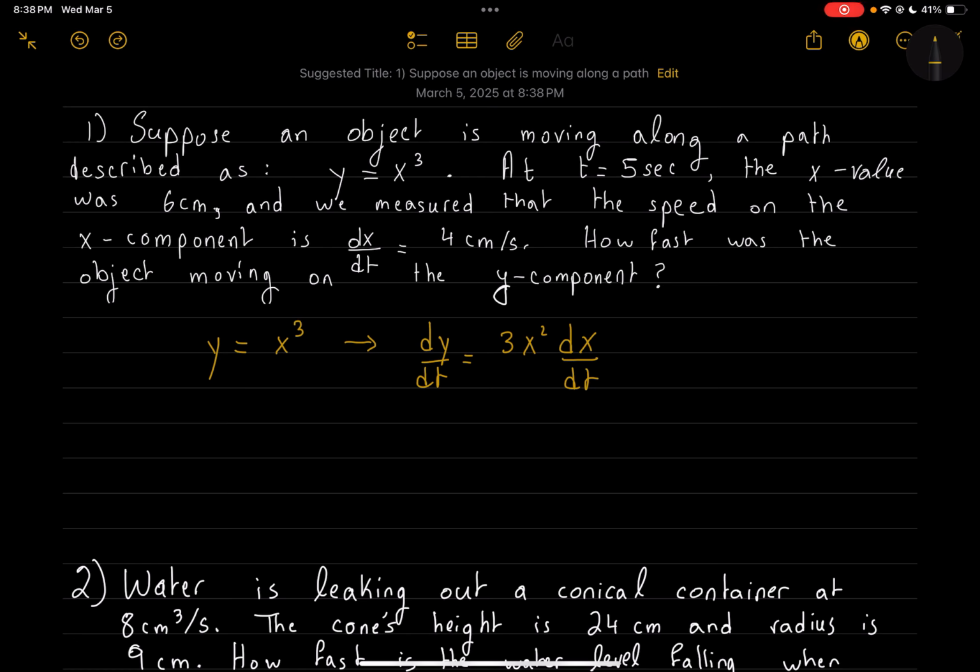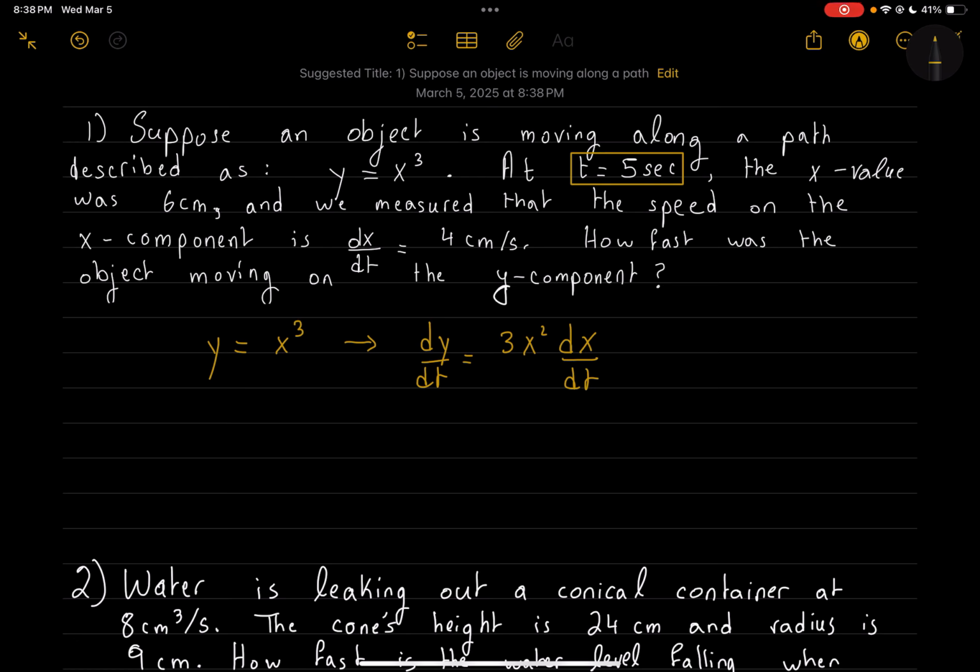Now, a lot of the students would get confused because they will never utilize t is equal to 5 seconds. So sometimes you have to read the question very carefully because you might not need every single piece of given information provided to you in that question. That doesn't mean you're doing anything wrong.